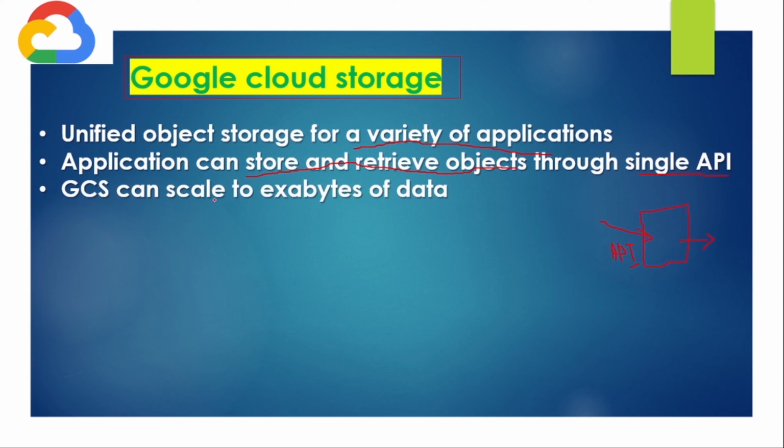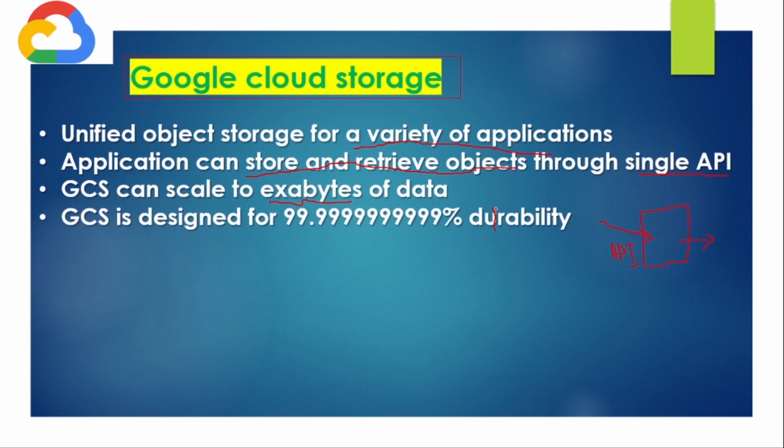So GCS can scale to exabytes of data, meaning it can store from 1 bit of data to infinite bytes of data. You don't have any restrictions on storing the data. You have to pay according to the amount of data that you are storing, and you don't have any limit on storing the data. And GCS is designed for 99.9999% durability. That means the chances of losing your data is approximately nil. You will not lose your data with Google Cloud Storage.